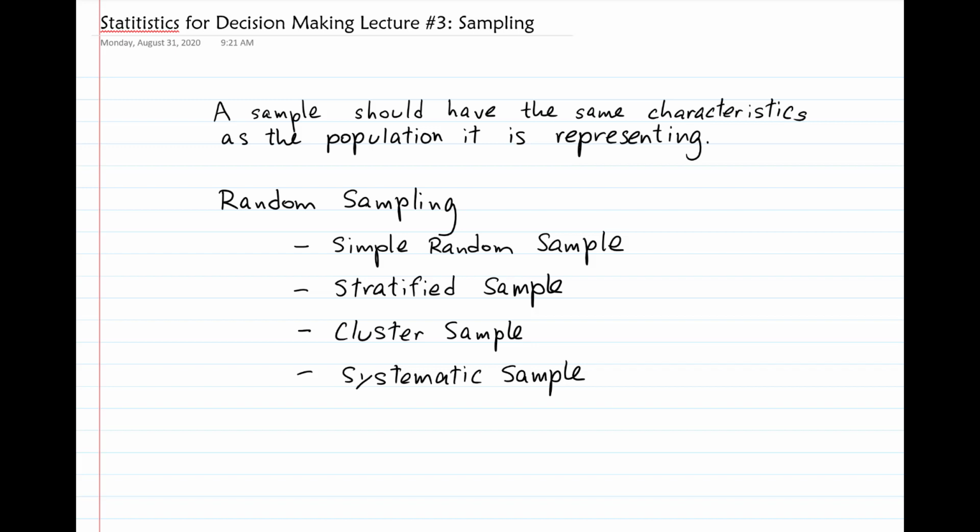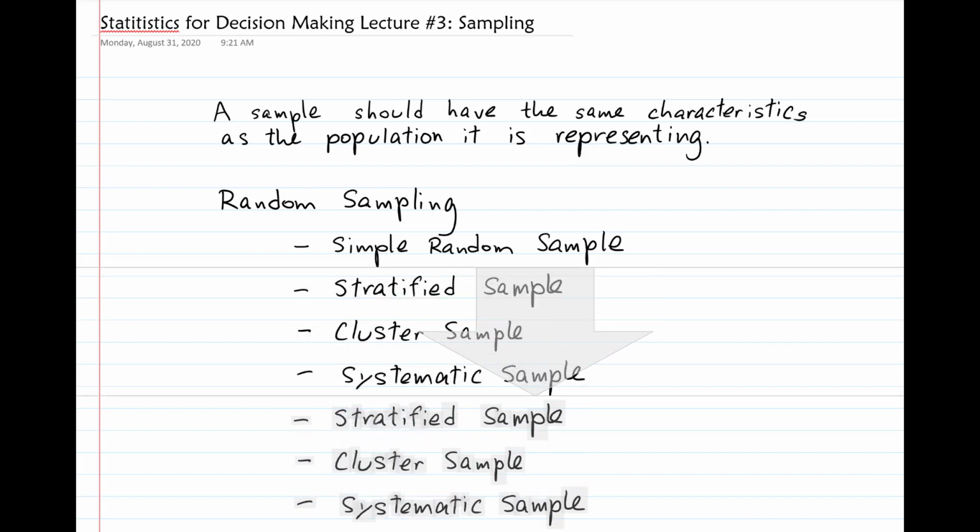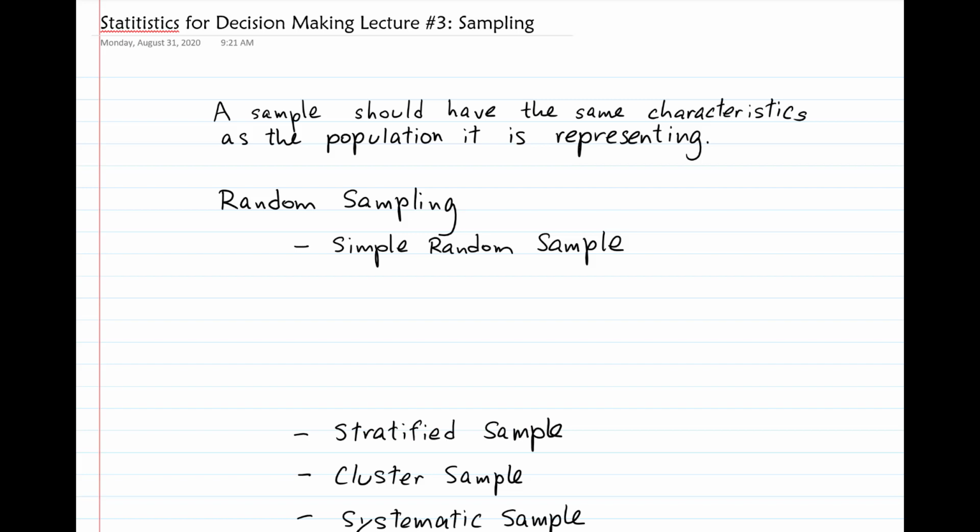So first let's do simple random sample. As the name would suggest, it's the simplest way to do a random sample. And the way to do that is to just pick people randomly. How would you pick people randomly? Here's how you would do that. You would take the residents of the city. There's 1 million of them. And you would assign a number to each resident, 1 to 1 million.